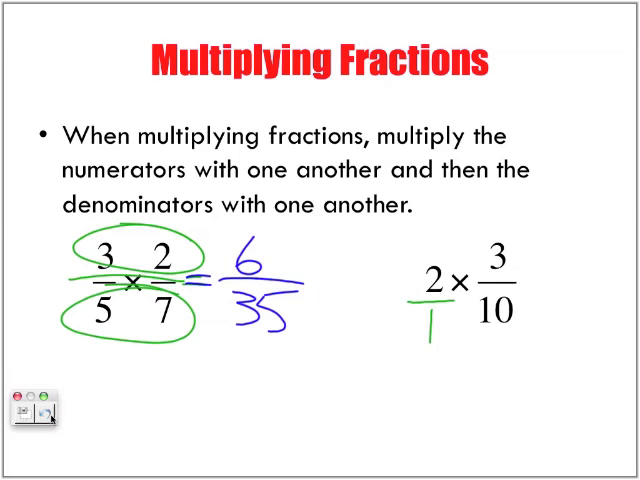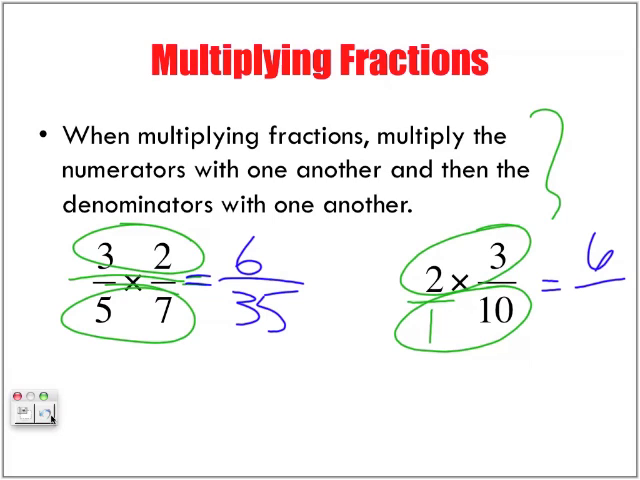It stays the same, but I can still write it as a fraction, which means the rule I stated still applies. Multiply my numerators together, multiply my denominators together. So 2 times 3 is 6, and 1 times 10 is 10. Is it in lowest terms? What can I divide evenly? 2. So divide top and bottom by 2, and it simplifies to 3 over 5.